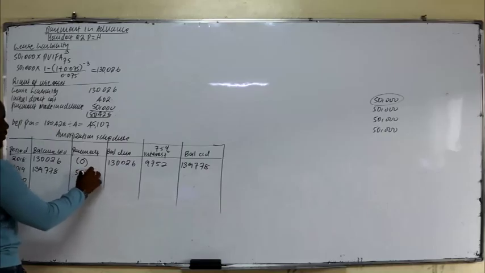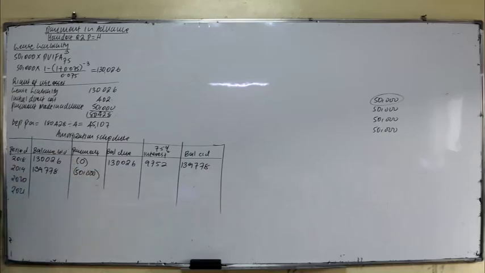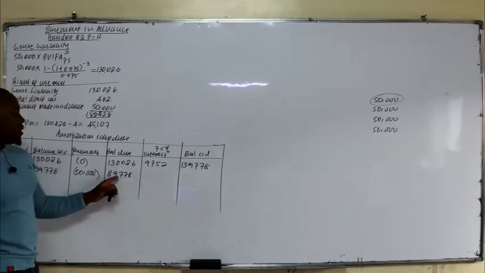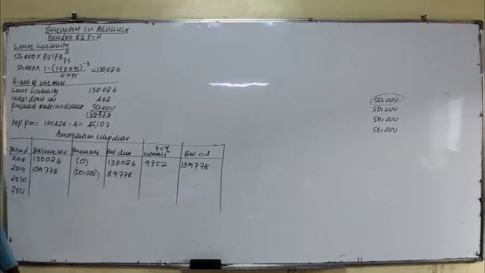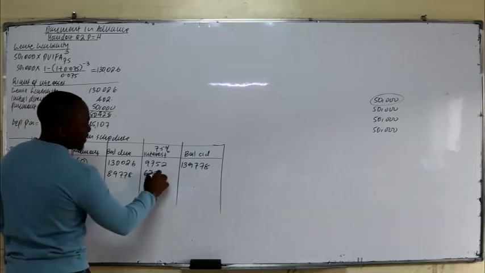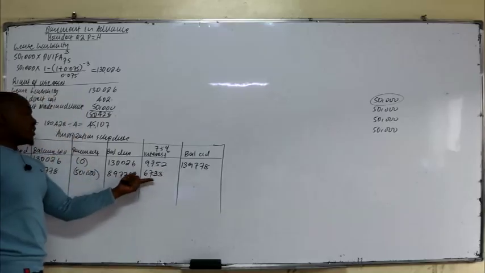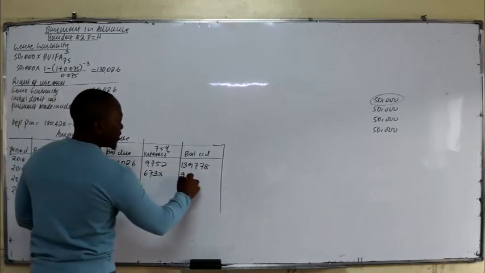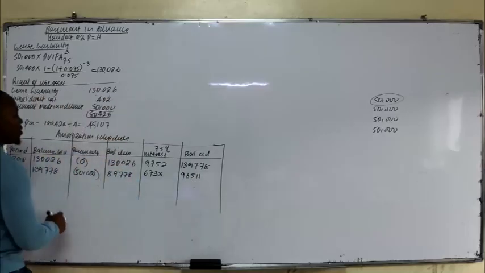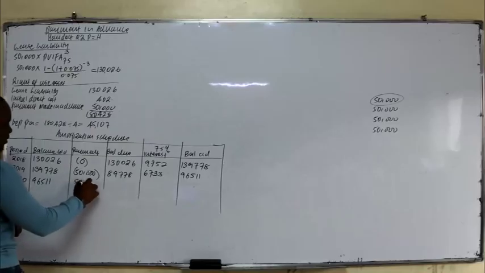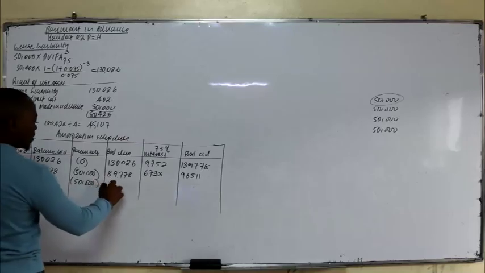Then you pay. How much is the payment? 50. Good. You paid 50. So how much will be the balance due? 89,778. Then you calculate the interest based on the balance due. So you take the balance due and add the interest accrued for the period to get the balance carried down, 96,511. The balance carried down becomes the opening balance, 96,511. Then you pay, and the payment is 50.